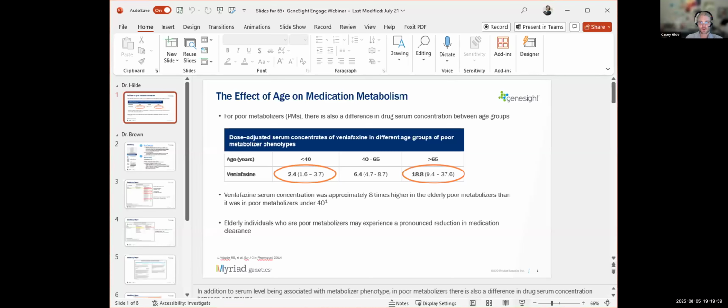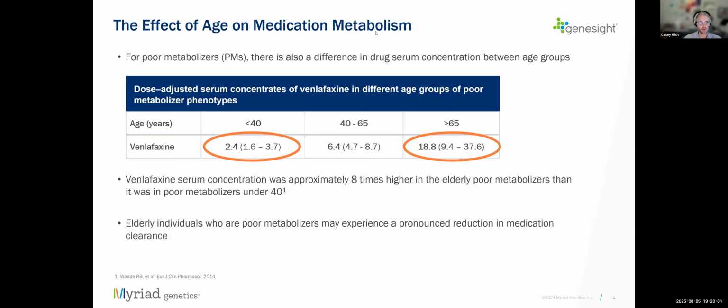Perfect. So we know that over the course of our life, our renal function goes down, our hepatic function tends to decrease, and the blood flow to those organs tends to decrease. That's something that most people realize. But I think a lot of people don't take into account the genetic variations.